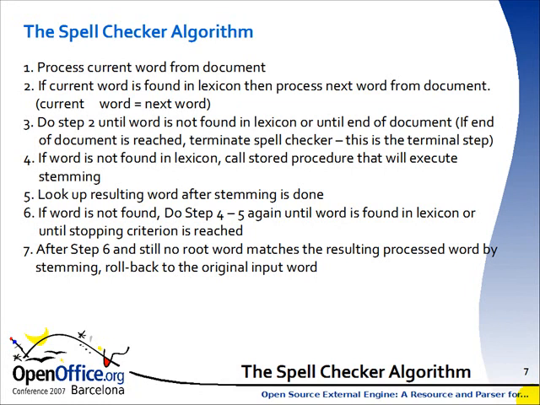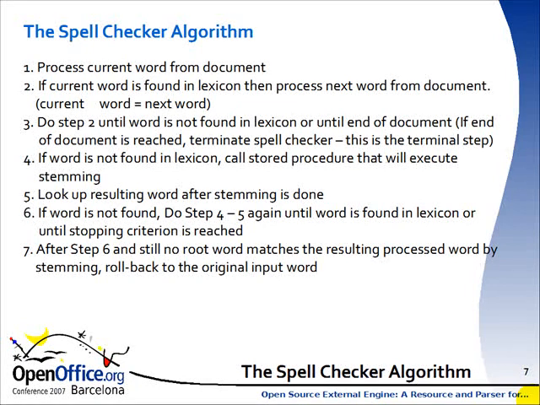Step 2. If current word is found in the lexicon, then process next word from document. The current word is equal to the next word. In Step 3, do Step 2 until word is not found in the lexicon or until end of the document, which is, you have to repeat Step 2 until a misspelled word is found or until it reaches the end of the document. Step 3 is also the terminal step in the algorithm.